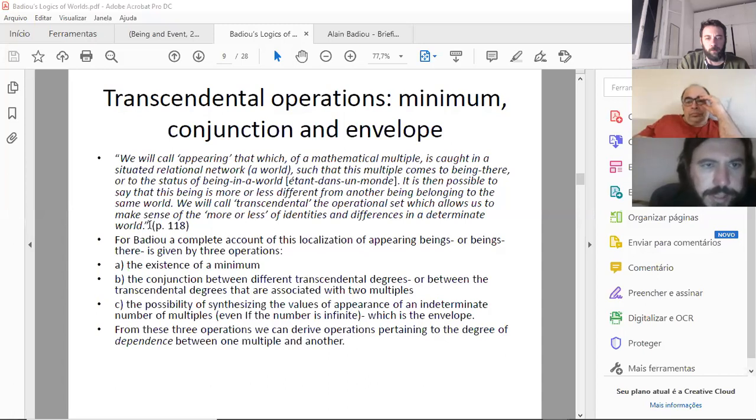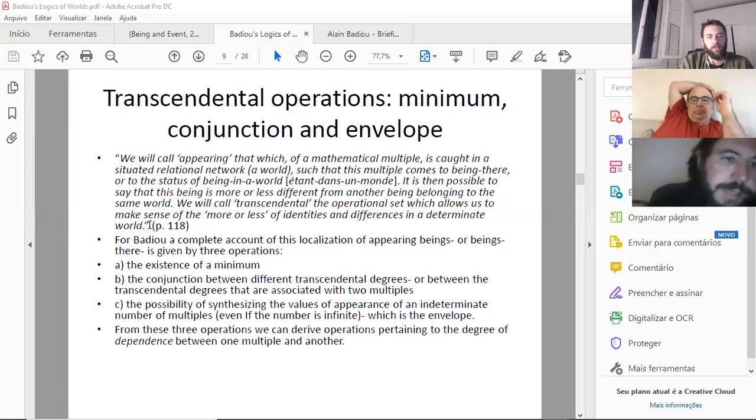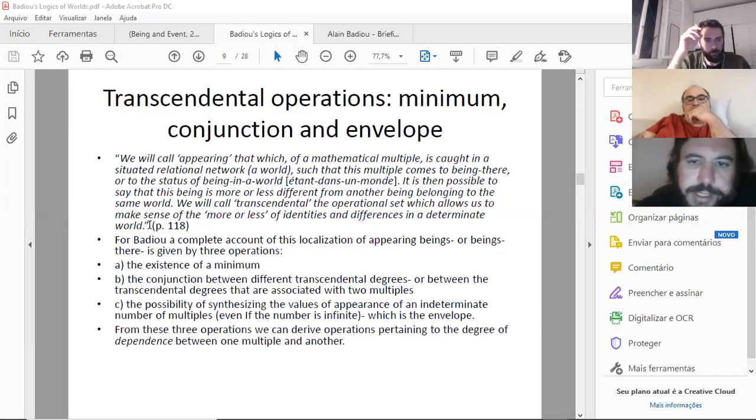So, transcendental operations: minimum, conjunction, and envelope, the first three that he presents. So he starts saying, we will call appearing that which of a mathematical multiple is caught in a situated relational network, a world, such that this multiple comes to being there, or to the status of being in a world dependent on it. It is then possible to say that this being is more or less different from another being belonging to the same world. We'll call transcendental the operational set which allows us to make sense of the more or less of identities and differences in a determinate world.